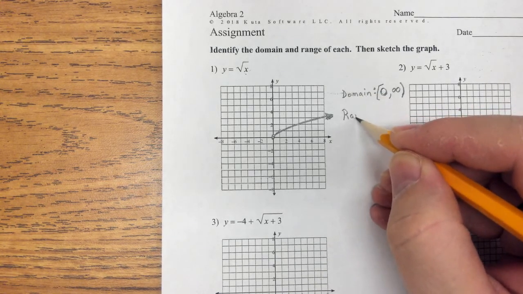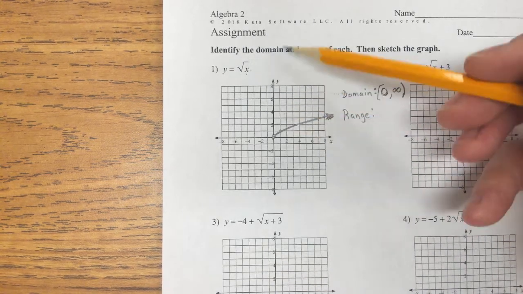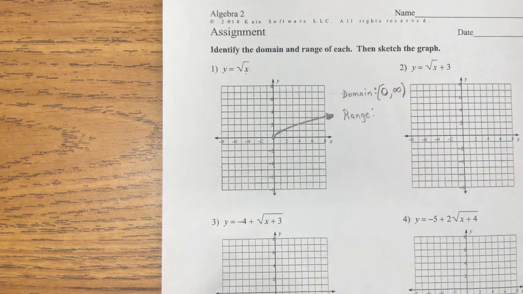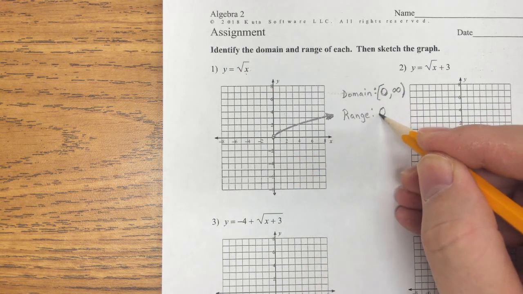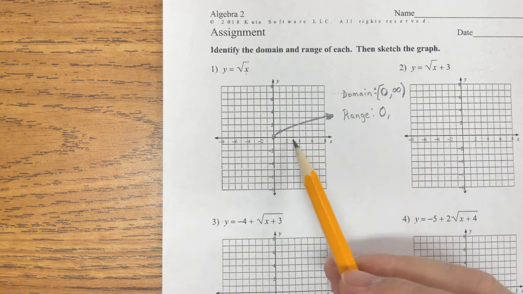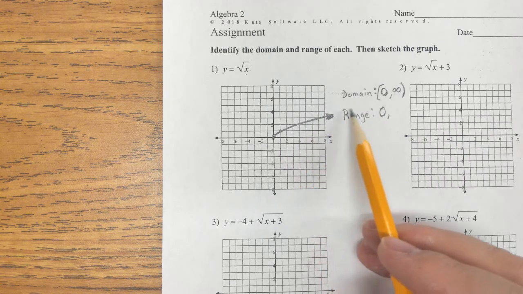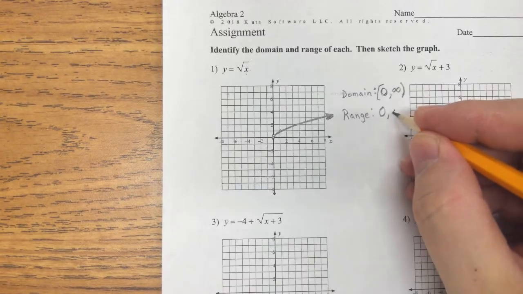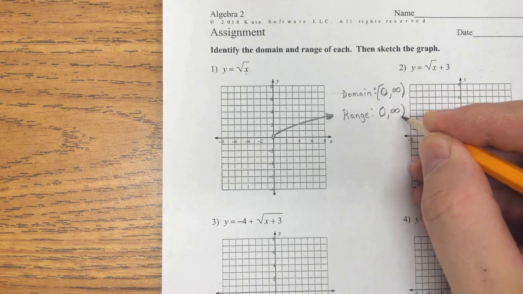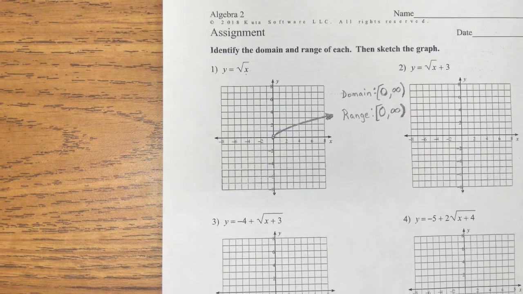Remember, the range is the output of my function. So it's how far up and down I'm going. So again, this range for this parent function is going to start at 0. And although it is increasing very slowly and going to infinity very slowly, it's still going up forever. Forever and ever it's going to be increasing. So it's going to positive infinity there. Okay. So there is my range for my function.